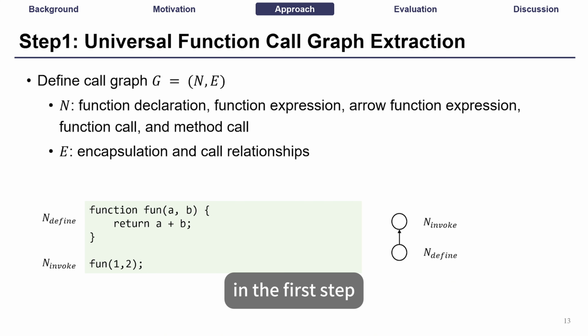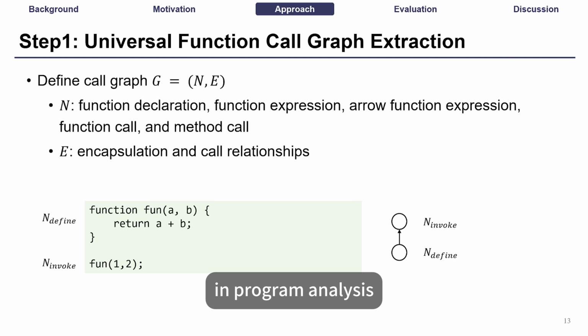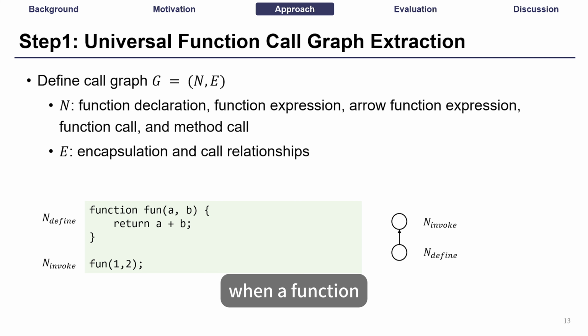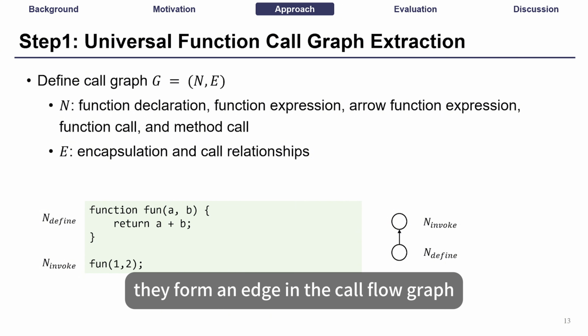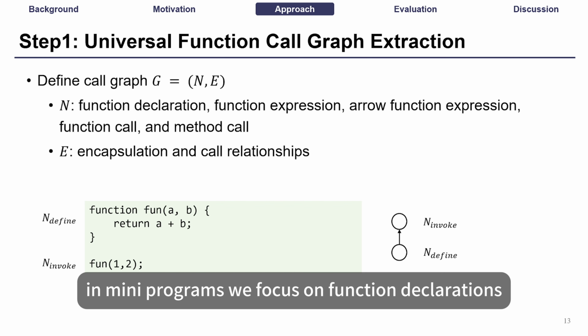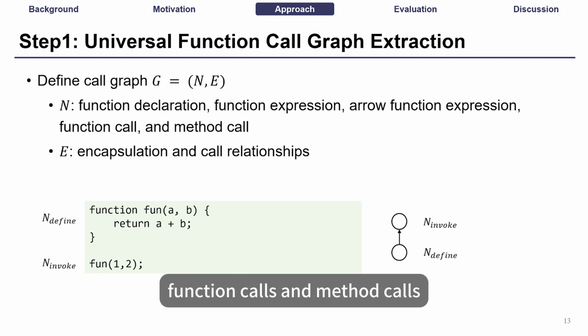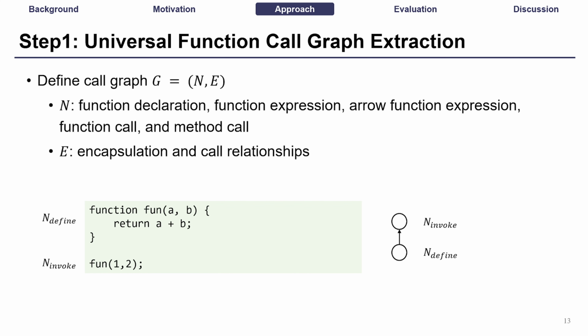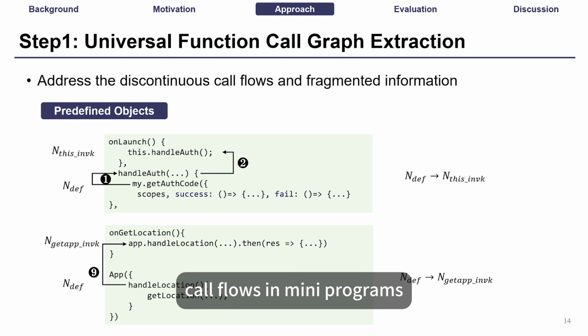In the first step, we use the general concept of a function call flow graph in program analysis. When a function declaration and its call are found in the program, they form an edge in the call flow graph. In mini programs, we focus on function declarations, function expressions, arrow function expressions, function calls, and method calls. We then supplement the analysis of broken function call flows in mini programs.